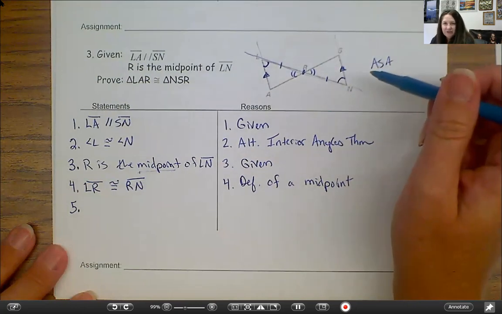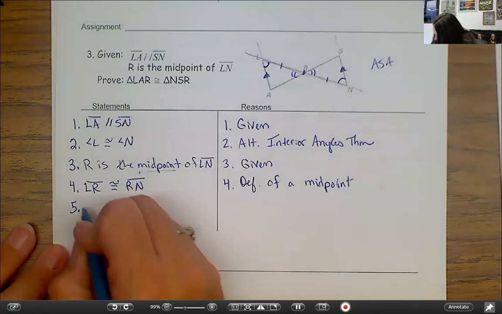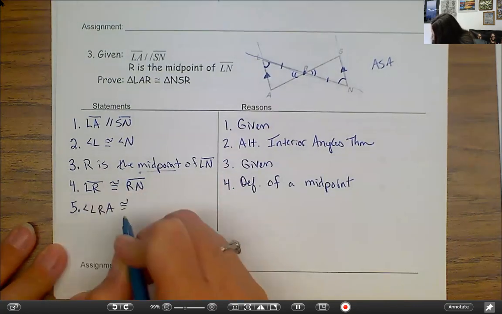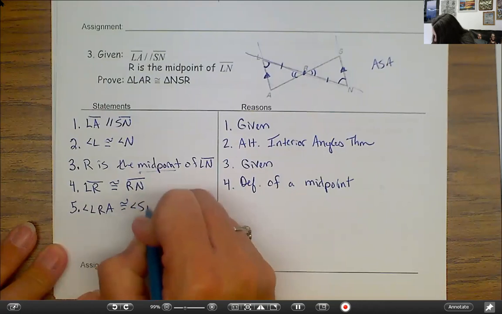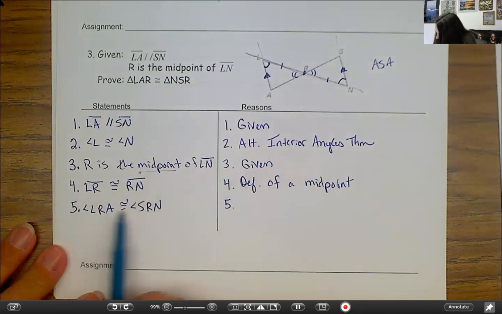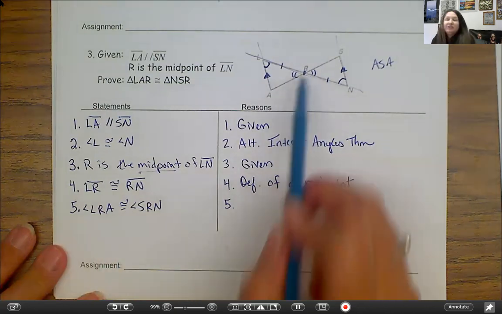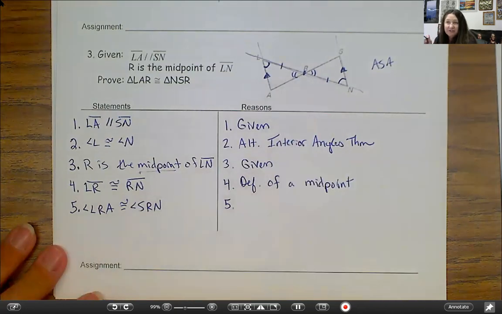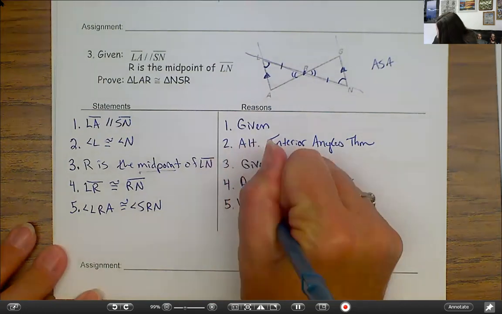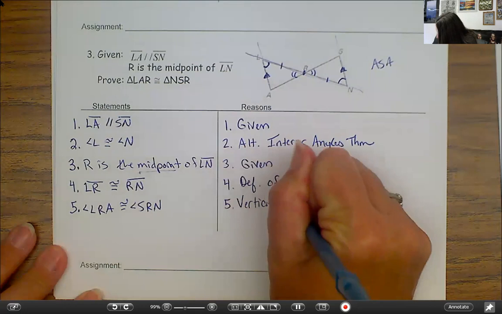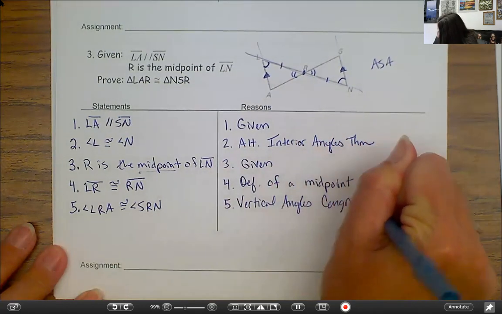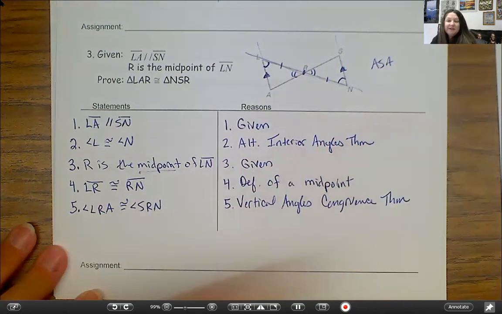And then I looked to see, was there anything else that I determined from the diagram had to be true? Now, I said that angle L R A was congruent to angle S R N. And I said these were congruent because these are vertical angles. So you can write vertical angles are congruent, or we looked at that as our vertical angles congruent theorem.